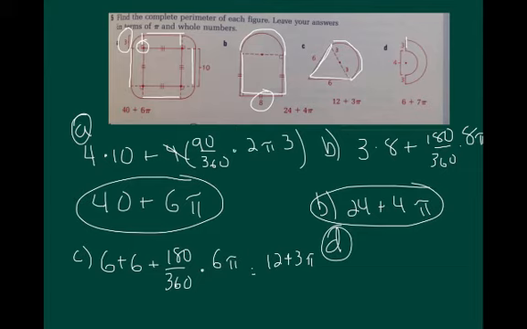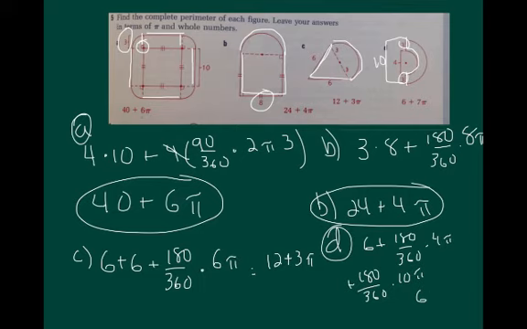And then the last one, D, see if we can fit it on here, is going to be these two straight portions, 3 and 3. So that's going to be 6, plus two semicircles. The first is going to have a diameter of 4, and the second one's going to have a diameter of 4 plus 3 plus 3, or 10. So we'll have 6 plus 180 over 360 times 4 pi plus 180 over 360 times 10 pi. And that's going to give us our final answer of 6 plus 2 pi and 5 pi makes 7 pi. Sorry to squeeze it in.